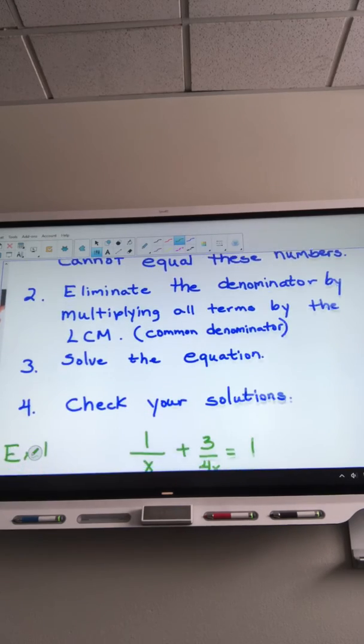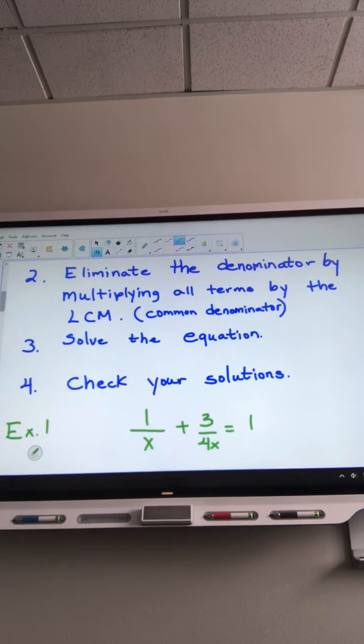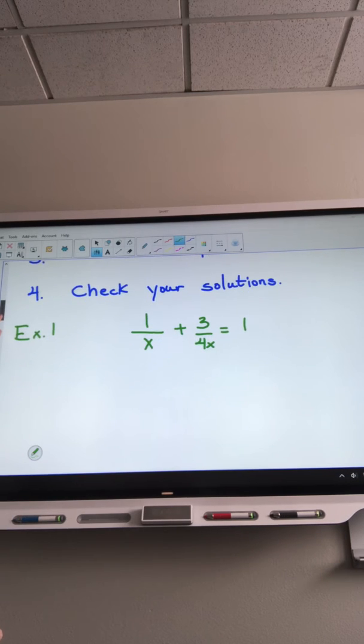So our second step is to eliminate the denominator by multiplying all terms by the LCM, the common denominator. And then we'll solve the equation, and then we're going to check our solutions. I'm going to leave the checking to you to do on your own, just because it would take too much time on the video.